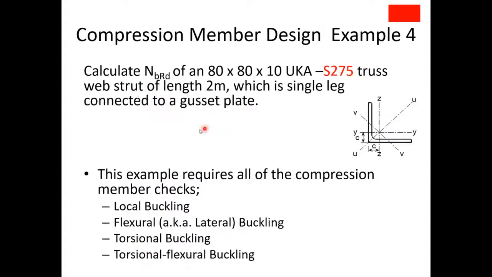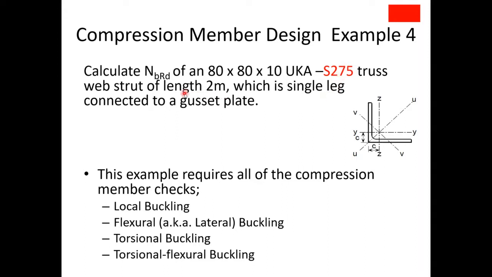Okay. So we're going to look at this through the lens of an example. I find that's the best way to understand what's going on. So if we take an angle section, like this one here, it's 80 high in one direction, 80 high in the other direction. It's got a thickness of 10 millimeters, so an 80 by 80 by 10 UKA, an equal angle section. The steel is grade S275.